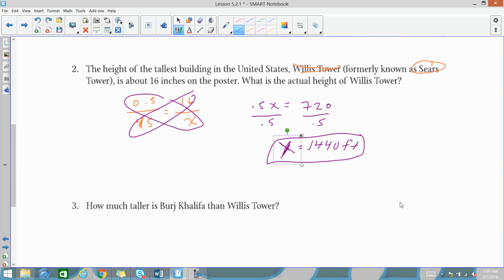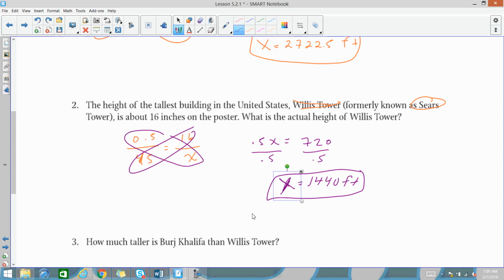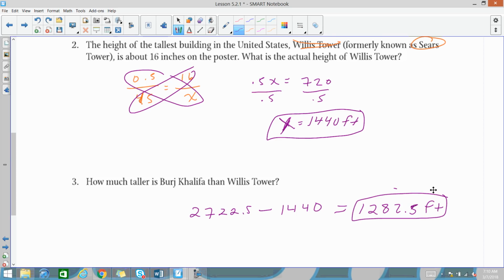So now, how much taller is the building in Dubai than the Willis Tower? Well, what you're going to do is take the first value we got, 2,722.5, and to find the difference, how much taller, we're going to subtract 1,440 from that, and you're going to get 1,282.5 feet. And that's how much taller it is.